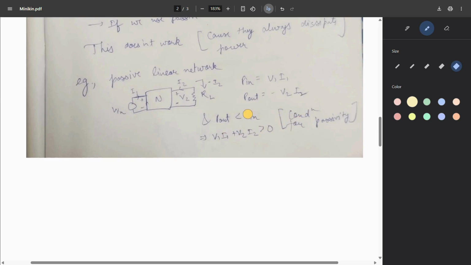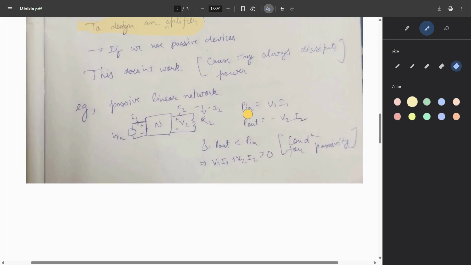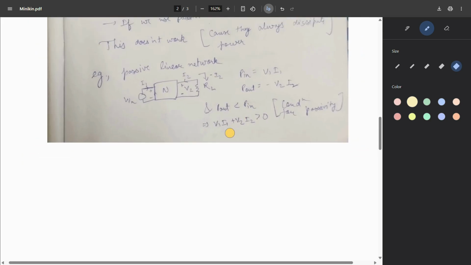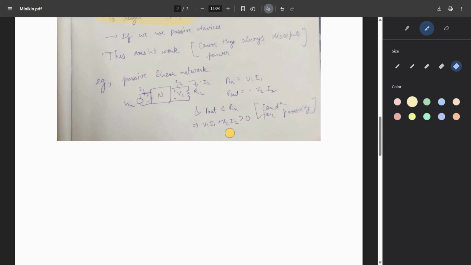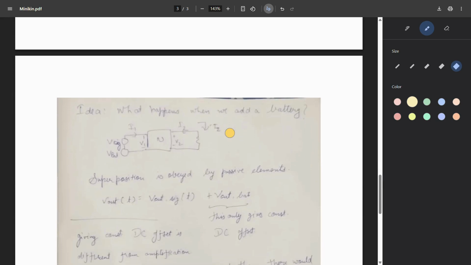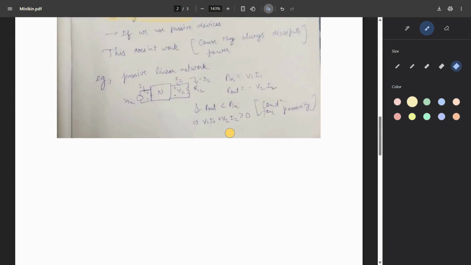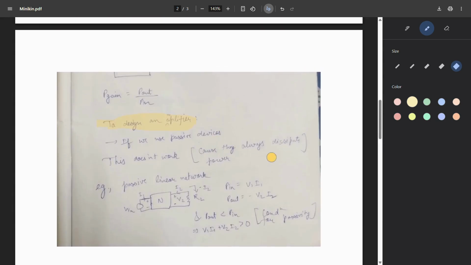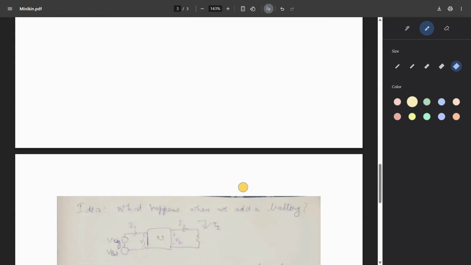And the condition for passivity is that P out is less than P in, so that implies V1 I1 plus V2 I2 is greater than 0. And this is the general condition for passivity. So this idea is then discarded, as this will not work, this will always dissipate power.